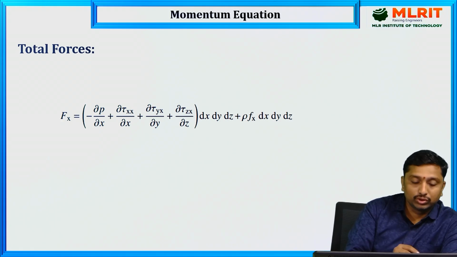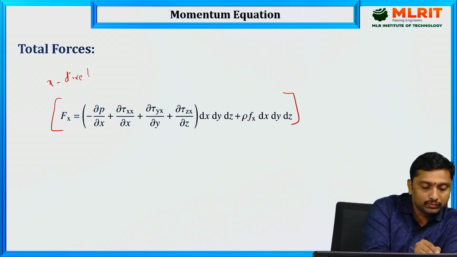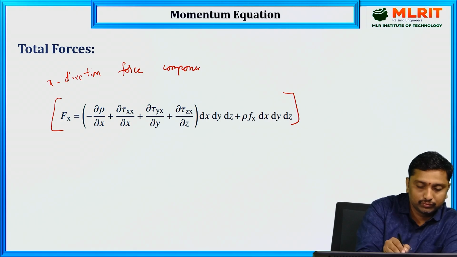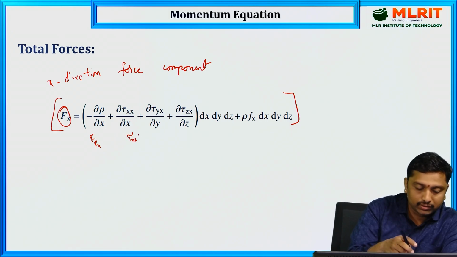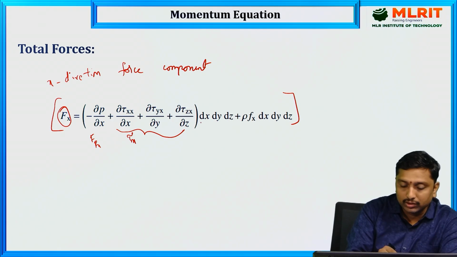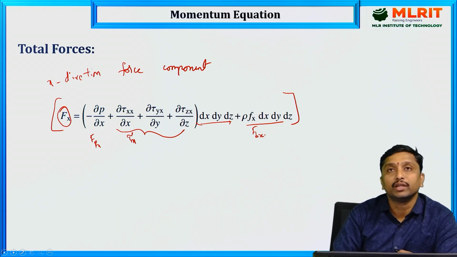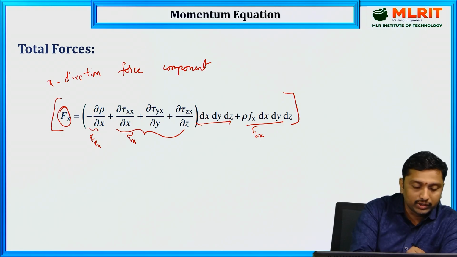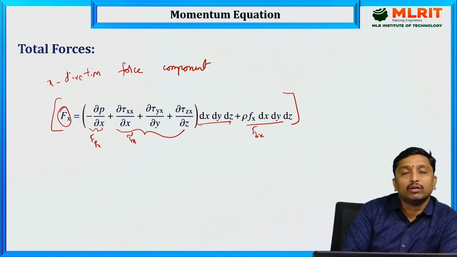So this is the total force in x direction only. This is the x direction force component, which is represented by fx. So this is nothing but fpx. This is tau x. All three components are represented by tau x, and this is the common factor, and this is the body force fbx, body force in x direction. So we have added all three components here. So total force in x direction is given by this. Similarly, you can write for y and z directions.